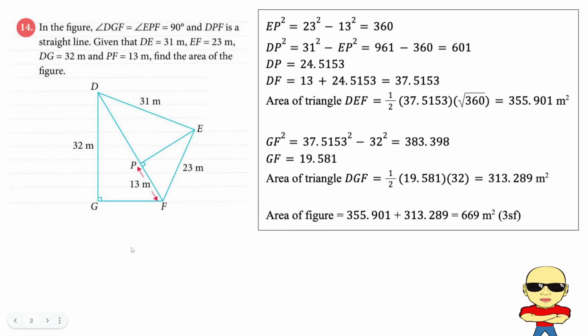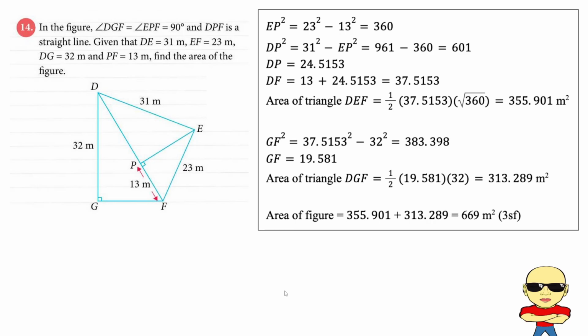Let's find the area of the second triangle, DGF. We need to find GF. GF squared is DF squared minus 32 squared. DF we already obtained from the first part of the question. So that gives us 383.398. Square root that, GF is 19.581. With GF and the 32, we can use half times base times height to find the area of triangle DGF. That gives us 313.289.